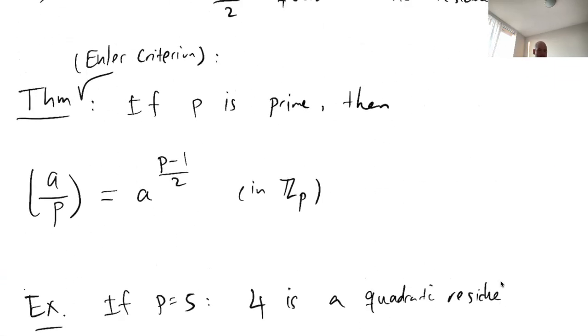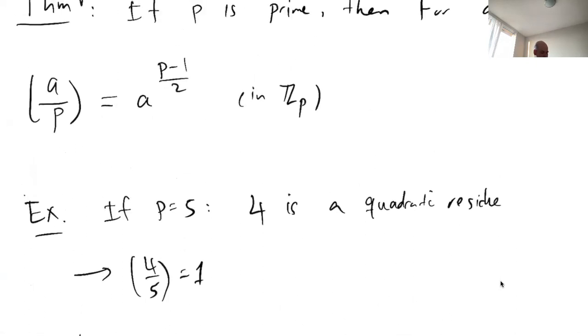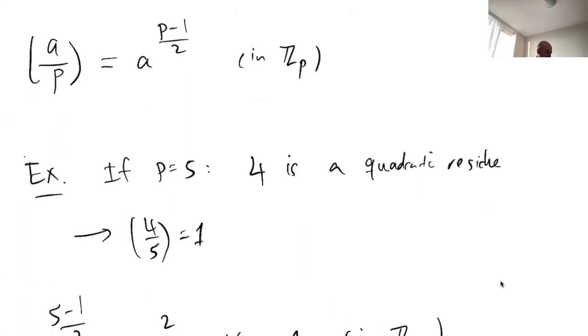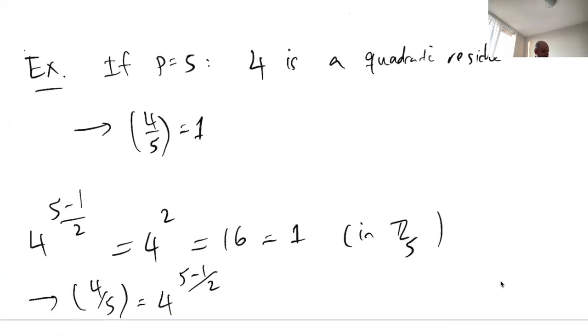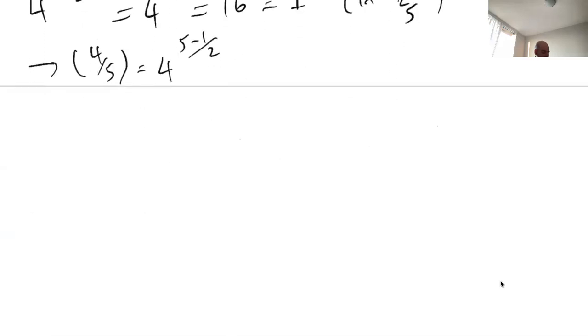This theorem says that for every prime number p and for every a not equal to 0 in Zp, this holds. This is just an example, where p is 5 and a is 4. And we saw that 4 over 5 is the same as 4 to power 5 minus 1 over 2. But if you want to prove the theorem, you have to provide a proof that is valid in general, not just with examples. So let's see how we can prove the theorem. Proof of theorem.